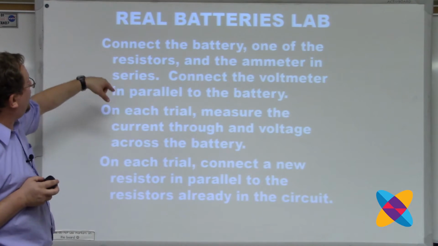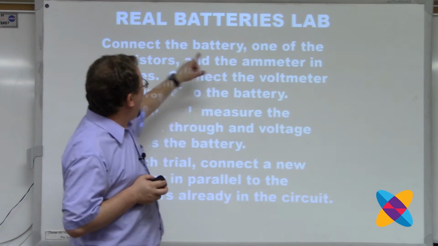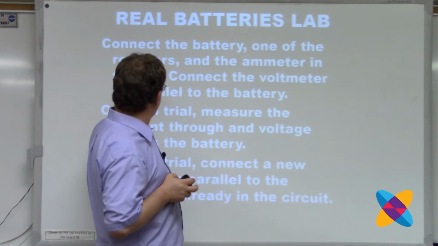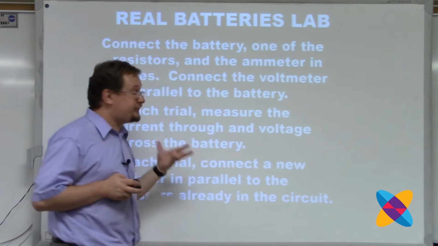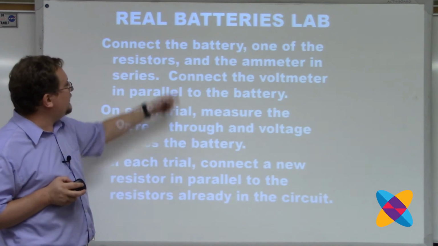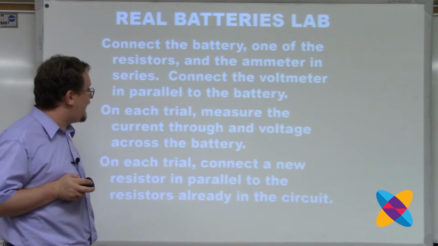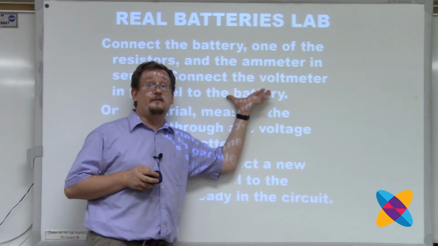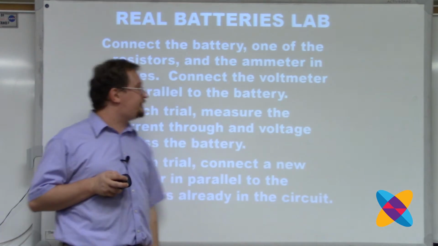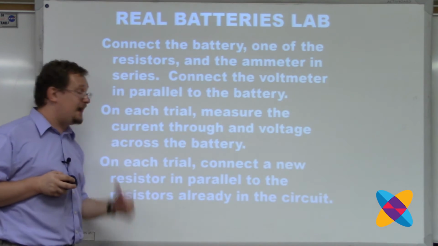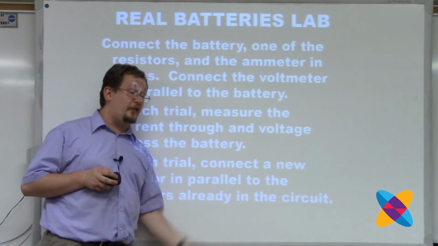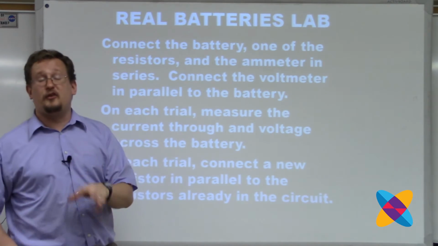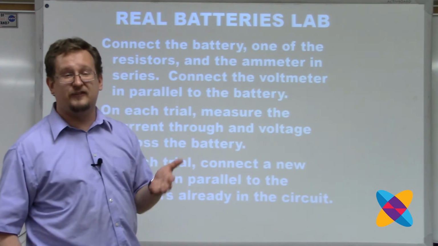So what are you going to do? You're going to connect the battery, a resistor, and an ammeter in series. Just like we did with the other lab, battery, resistor, ammeter in series. Then you're going to connect the voltmeter in parallel to the battery. We're measuring the voltage on the battery now, not on the resistors. That's a key difference between this and the non-ideal resistors lab. On each trial, we're going to measure the current and voltage for the battery. Then we're going to use the resistors to make different amounts of current.